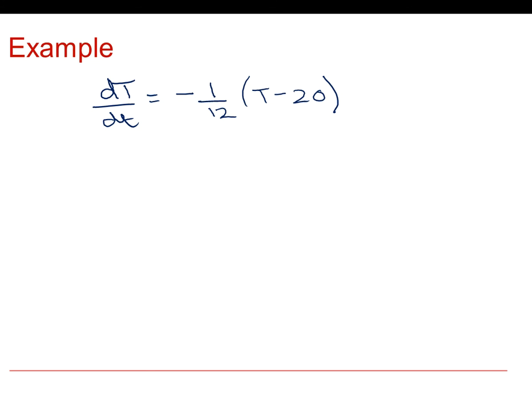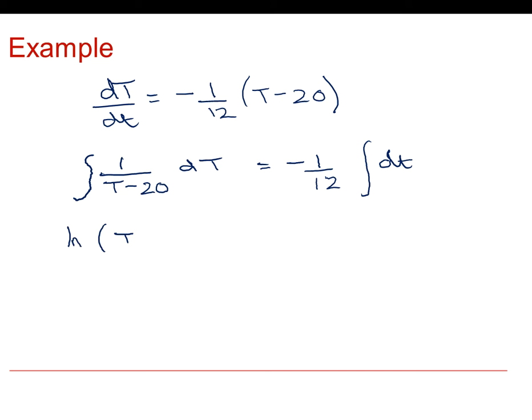We can now apply the separation of variables method. And you will see that we will then integrate 1 over T minus 20 dT, which will equal minus a 12th of dt. This gives us log of T minus 20 equals minus t over 12 plus our constant of integration, which we'll call c.